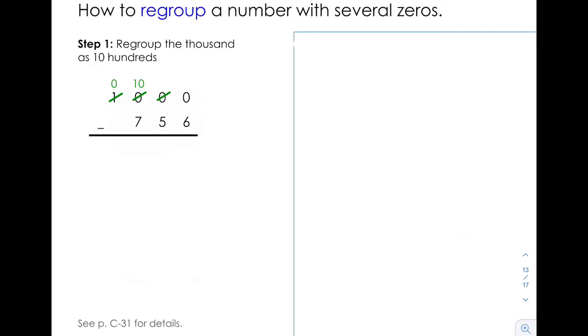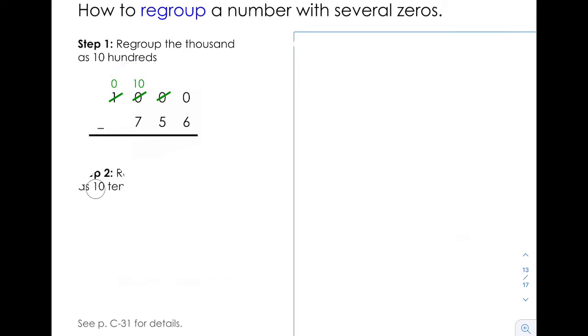All right, let's look at a more challenging question. How to regroup a number with several zeros? So here we have 1,000 minus 756. We have a bunch of zeros at the top, and we're trying to take away from them. So this is where it becomes tricky. We have to start on the far left side with the first number we have, which is the 1 in the thousand spot. We're going to borrow from the 1 and add the 10 here, so that becomes a 10. So we're going to regroup the thousands as 10 hundreds. So 1,000 became 10 hundreds.